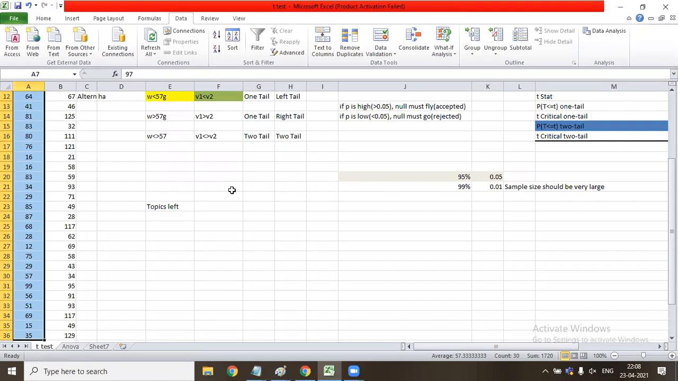Sir, if we want to calculate how much sample we have to take for analysis, how would we do that? I'll tell you. That thing is pending. Okay, sir.